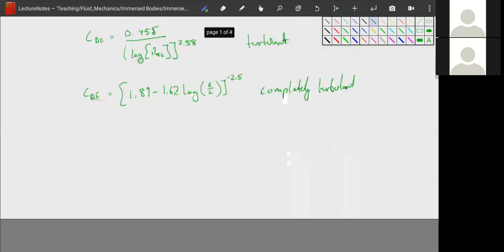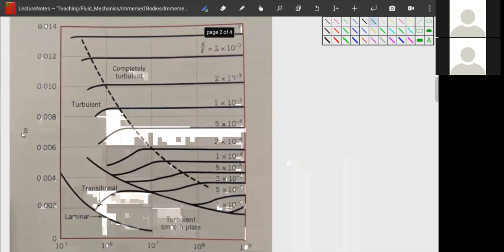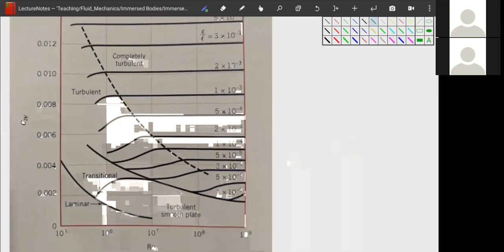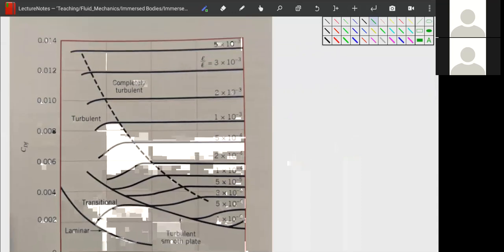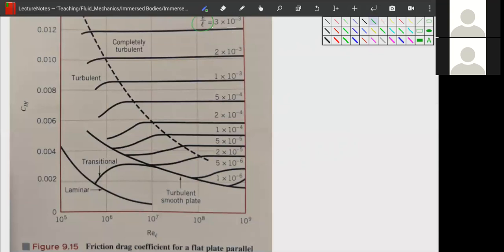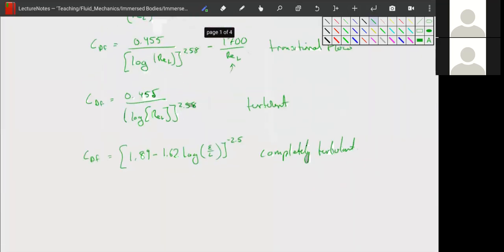And we can see that if we go to basically the flat plate equivalent of a Moody chart. Looking at this picture here, we can see the completely turbulent region has straight lines where our drag coefficient is only a function of our E over L, our relative roughness, right? And then there's a region here that is relatively complex and hard to develop an analytical model for and to fit to. But we do have a model for our turbulent smooth plate, which is right here. That's this equation right here.